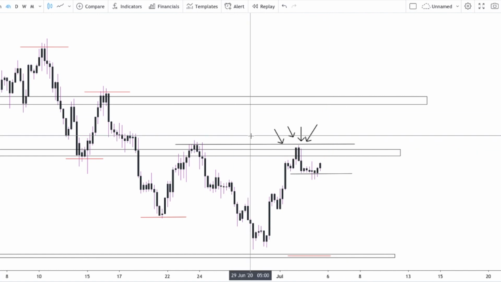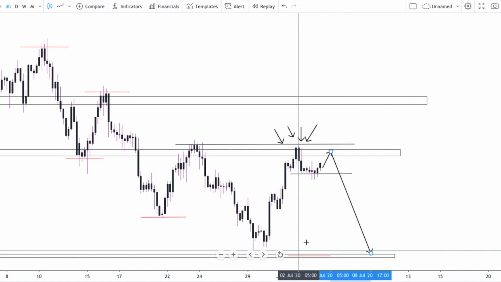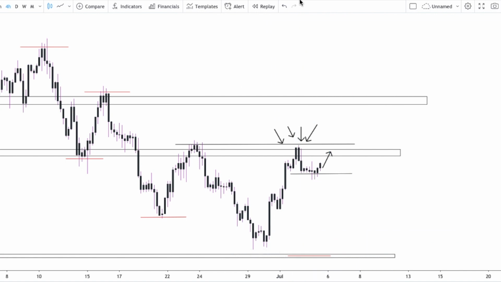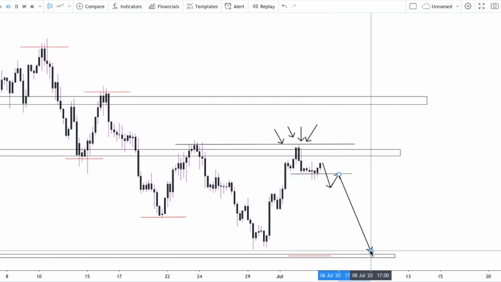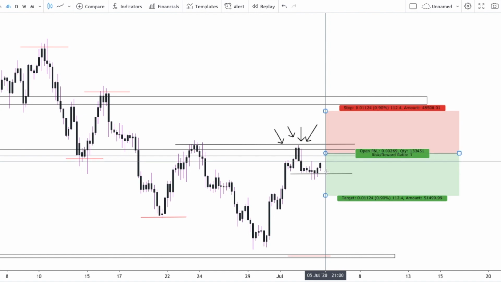Now for GBPUSD, I would like to see price come into this level once again, and then I'll be looking for that sell opportunity back towards the downside. However, if that does not occur, I will then be looking for this mini support level to be broken, then retested, and then the continuation back towards the downside. Either way, I'm prepared to take a trade on GBPUSD.